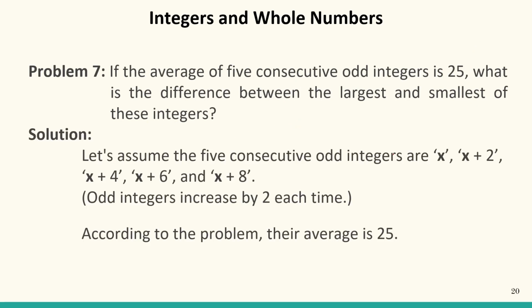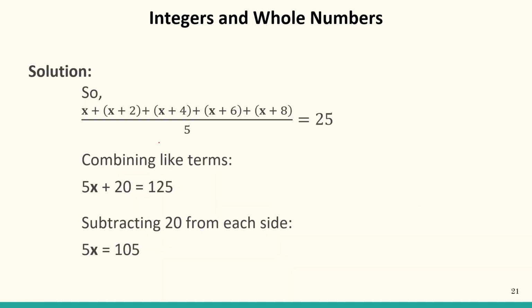So if the average of 5 consecutive odd numbers is 25, then what is the difference between the largest and the smallest of these integers? So let's assume the 5 consecutive odd integers as x, x plus 2, x plus 4, x plus 6, x plus 8. Odd integers increase by 2 each time, right? So according to the problem, the average is 25. So adding these terms and dividing by 5 gives us the mean. So that will be 25 equals the sum by 5, so 5x plus 20 is equal to 125.